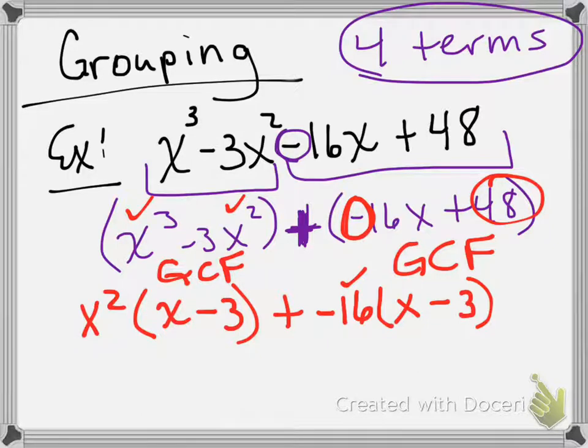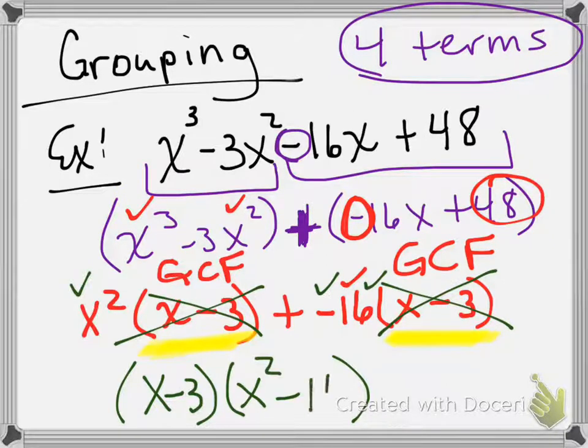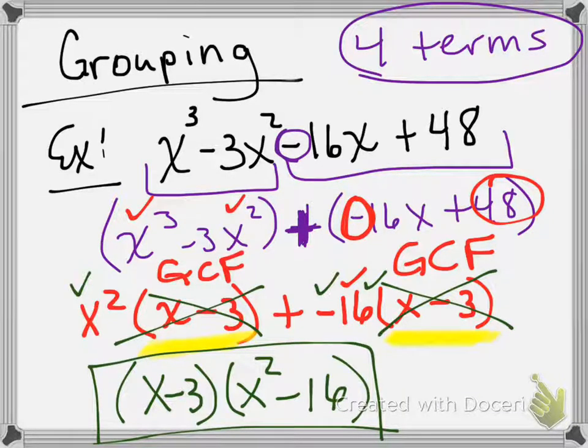Now here's what's going to happen with grouping, and this should always, always, always happen with grouping. I have common terms, x minus 3, in both places. So what makes this a grouping problem is that I'm going to take x minus 3 out of both places, and then write what's left. What's left? X squared minus 16. And that is a factored grouping problem. We'll do another one of these later on in the video.